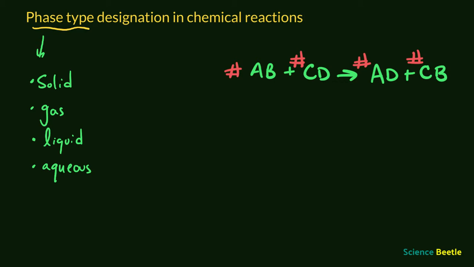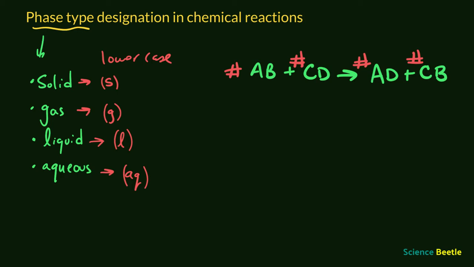Whenever we're dealing with a solid, the solid is going to be represented as a subscript s, and we usually put it inside parentheses. Okay, so I'm going to put here a lowercase s. And then for the gas, that one is a lowercase g, also in parentheses. Liquids are represented as a lowercase l, in parentheses, and the aqueous is represented as a lowercase aq inside parentheses.